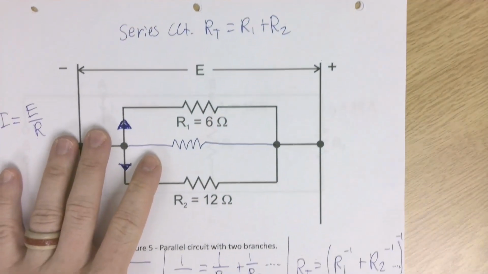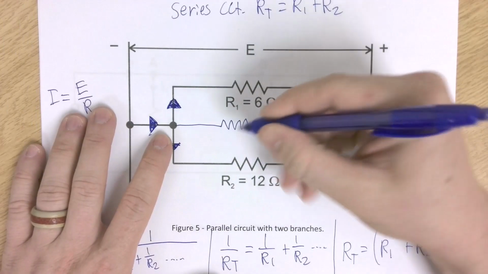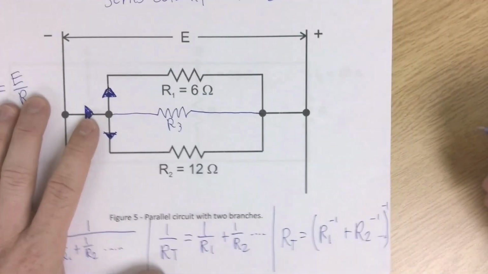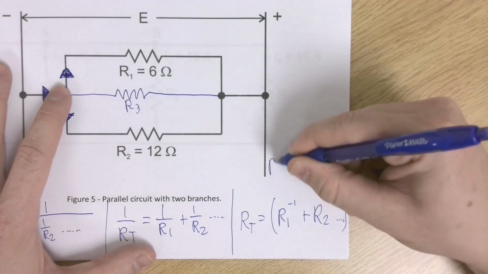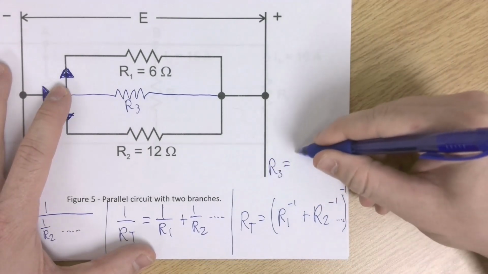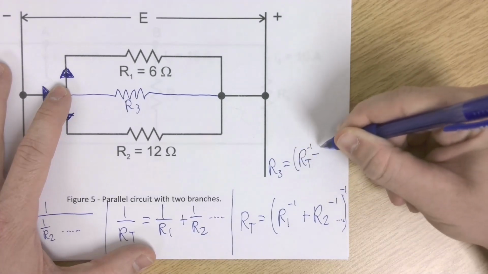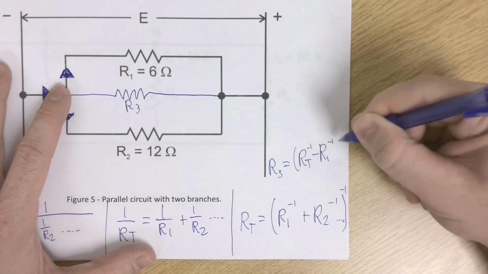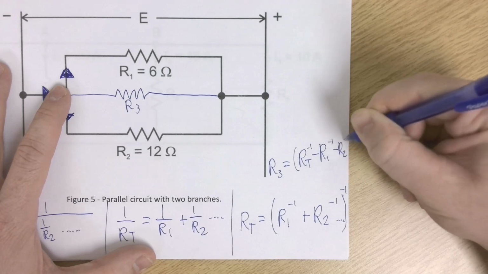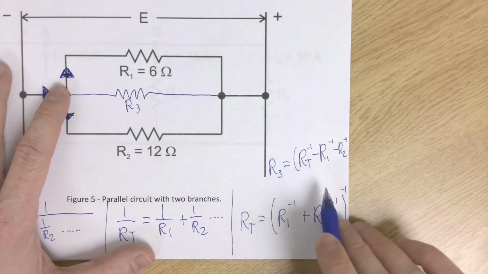Totally up to you how you would like to do it. If you wanted to transpose this to find, let's say there was an R3, I actually drew one in here, so we'll call that R3, and you wanted to find the value of R3, you would do R3 equals R total to the negative 1 minus R1 to the negative 1 minus R2 to the negative 1, and so on and so forth, however many resistors you have, if you're trying to find the missing one.